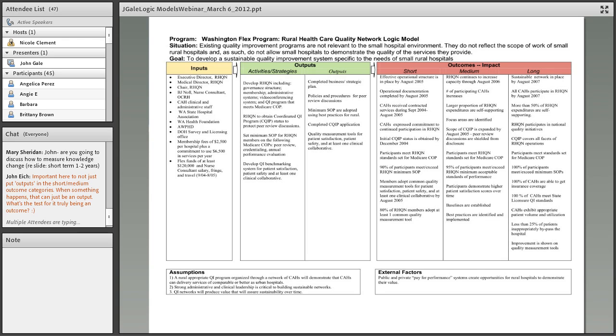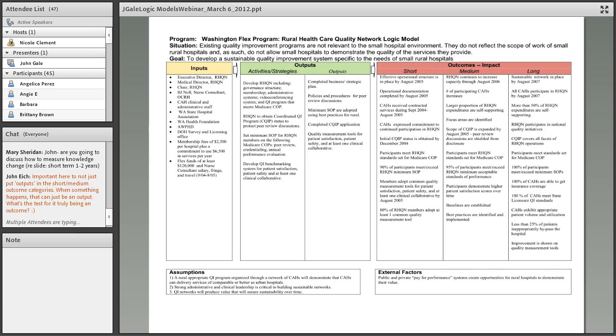And we have a question that is important here: not just putting outputs in the short and medium term outcome categories. Something happens that can just be an output. So what's the test for something being an output or an outcome? As you look at some of the short and medium term outcomes under the red arrow, there are some things that are sort of gray. They sort of fall halfway between an output and an outcome.